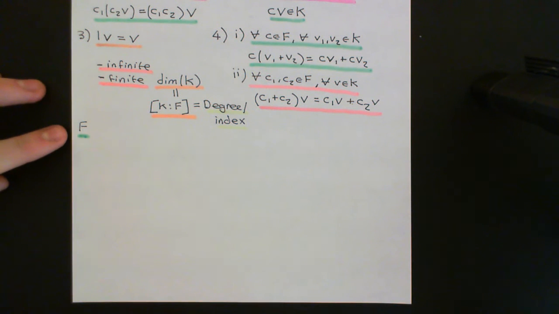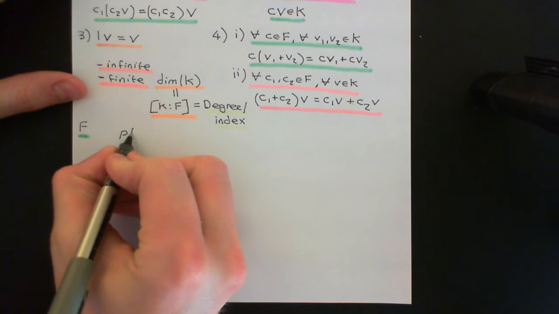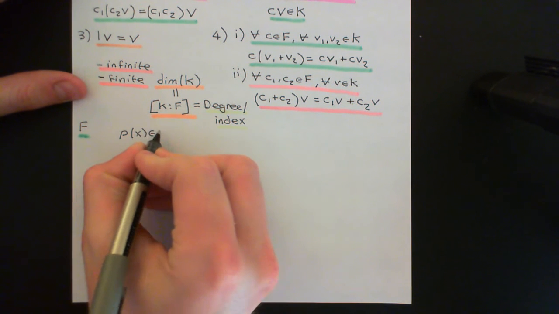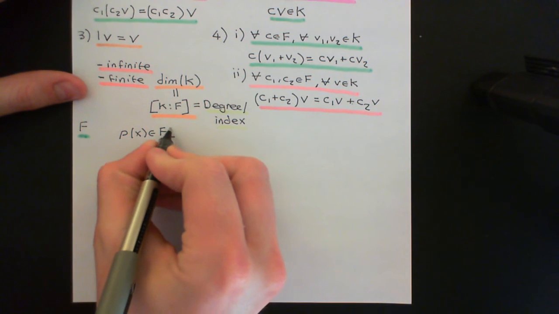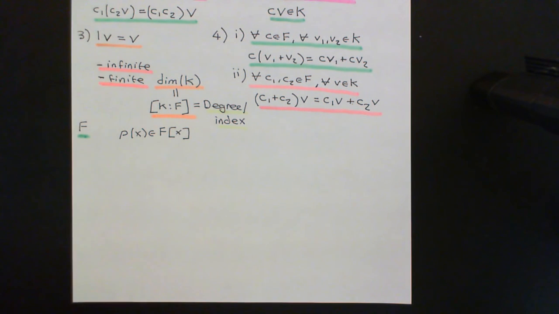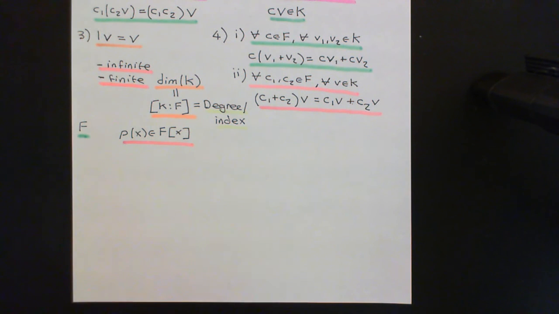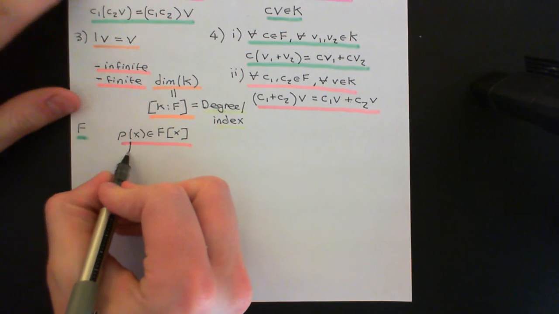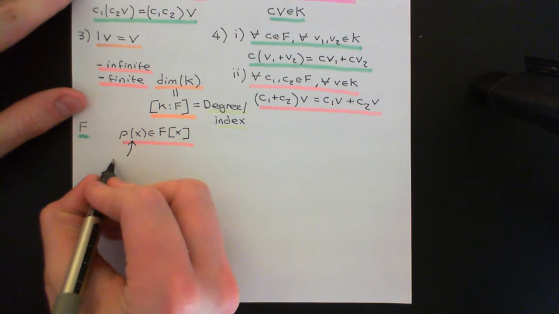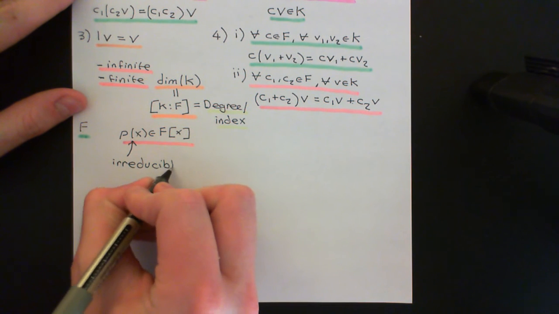So we're going to start off with some field capital F. This is our starting field, and we're now going to consider some polynomial p of x here, which is in the ring of polynomials where the coefficients are from the field capital F. So it's in F adjoin x here. Now, we're going to want this polynomial to be irreducible. So this is going to need to be irreducible in order for this to work. Now remember what irreducible means.